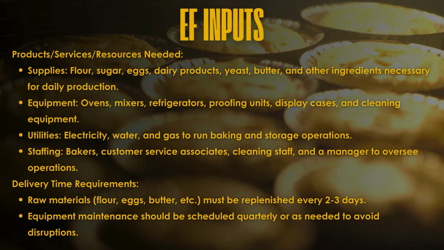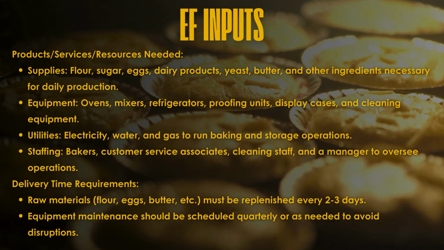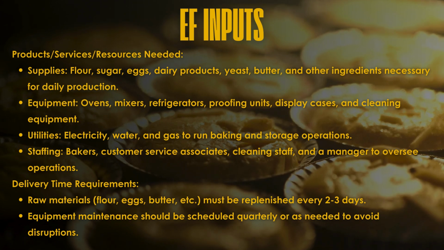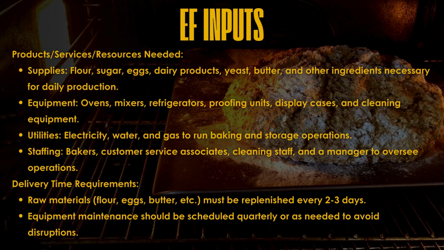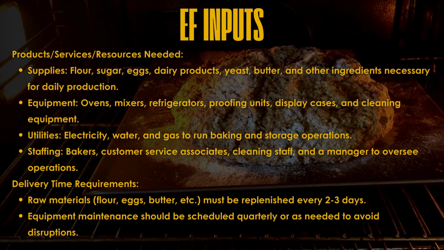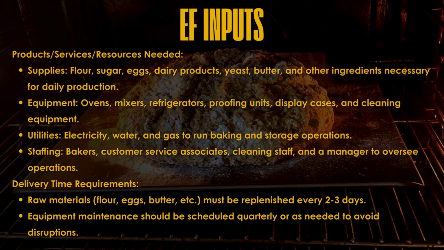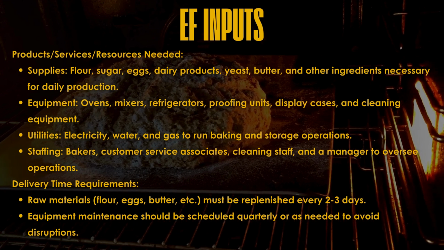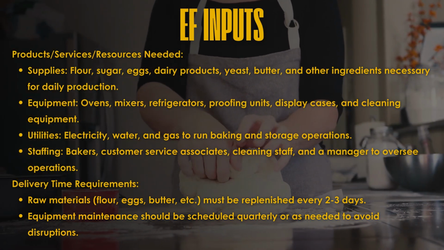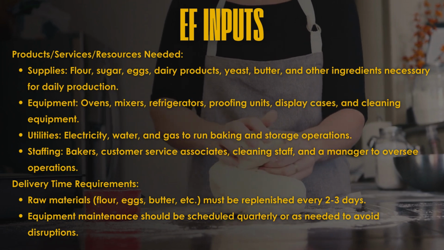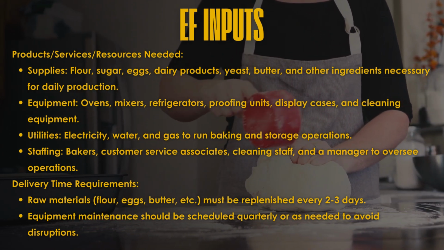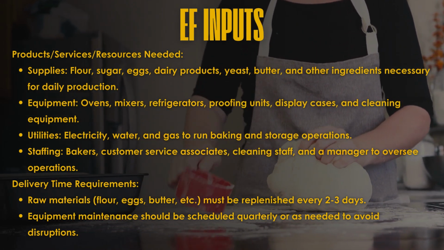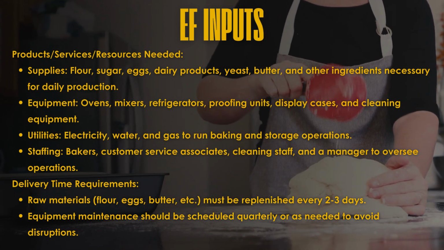The bakery determined their essential function inputs include products, services, and resources needed, like supplies, which includes flour, sugar, eggs, dairy products, yeast, butter, and other ingredients necessary for daily production. Equipment, like ovens, mixers, refrigerators, proofing units, display cases, and cleaning equipment. Utilities, such as electric, water, and gas, to run baking and storage operations. And of course, staffing: bakers, customer service associates, cleaning staff, and a manager to oversee operations.